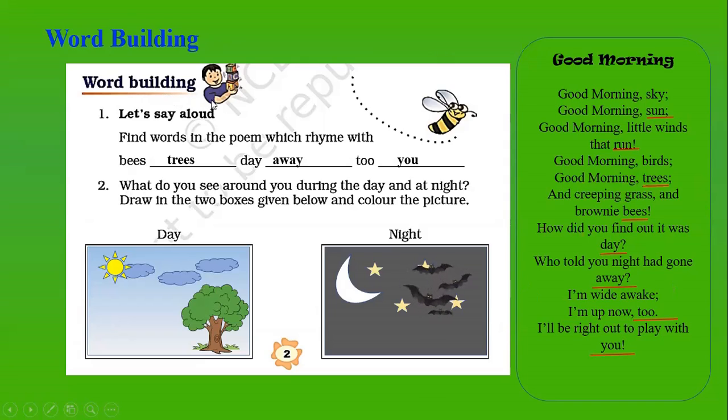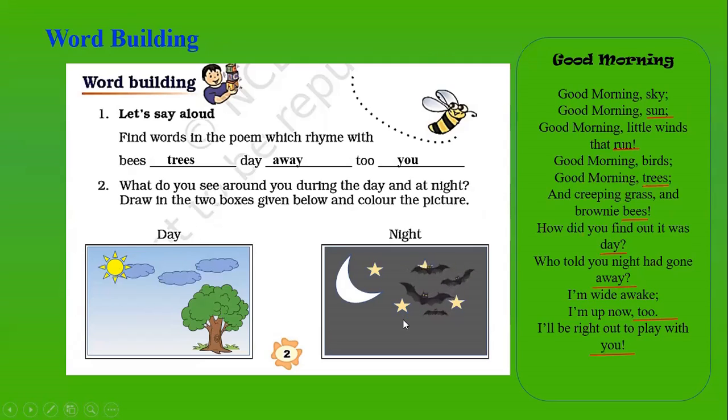In this section word building, our second exercise is, what do you see around you during the day and at night? Draw in the two boxes given below and color the picture. Now children, in the first box, you need to draw the things that you find in the daytime. So I have roughly drawn three things here. One is the sun, then the cloud, then trees and some grass. Feel free to draw anything that you see during daytime.